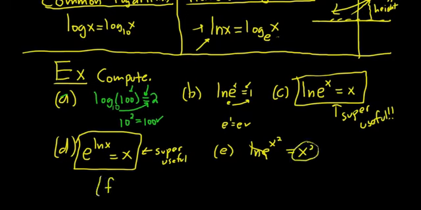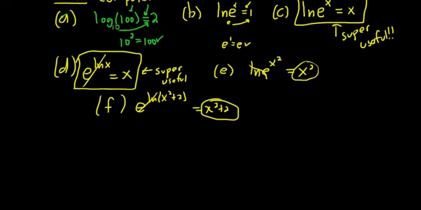F. Let's keep going. e to the ln of x squared plus 2. Well, the e and the ln cancel, that's what this formula says. You just get x squared plus 2. That's the answer. Let's do G now. I'm going to switch colors here. ln e to the x over 2. Again, the ln and the e cancel. Piece of cake, and you get x over 2. That's the answer.